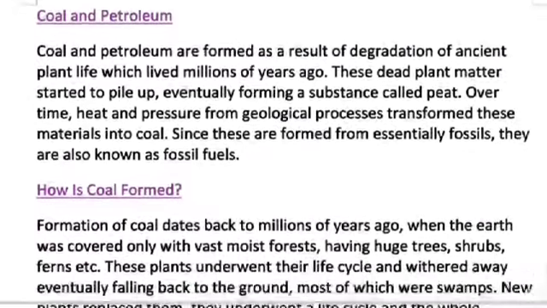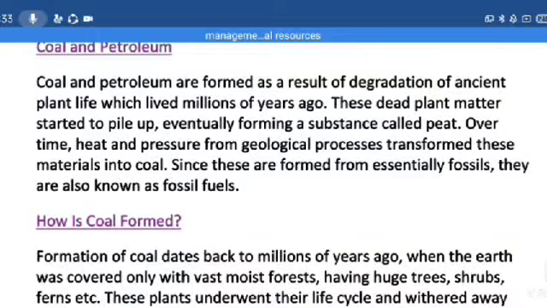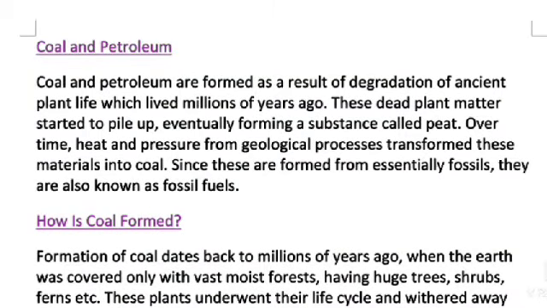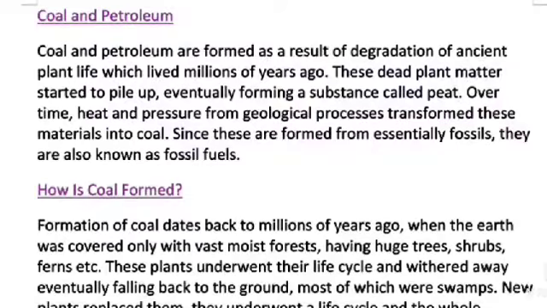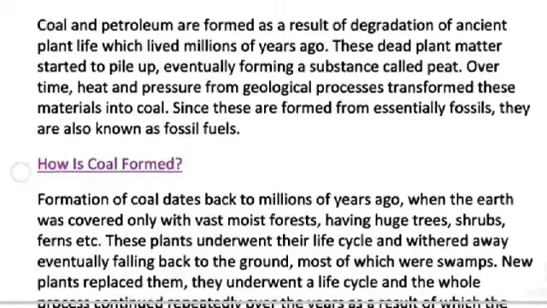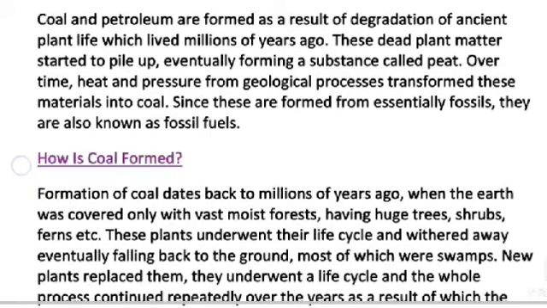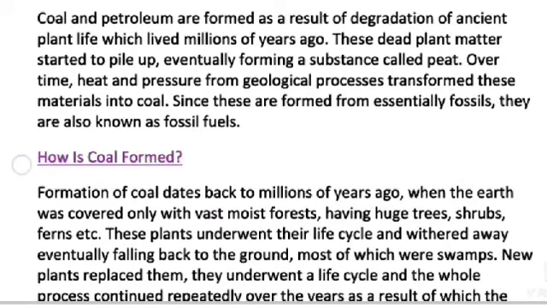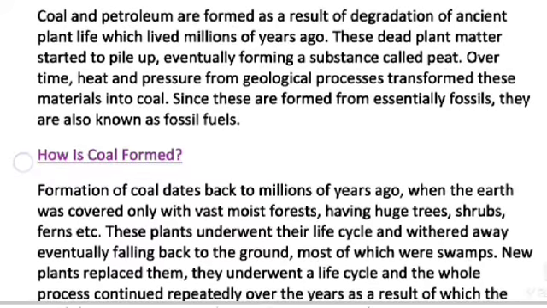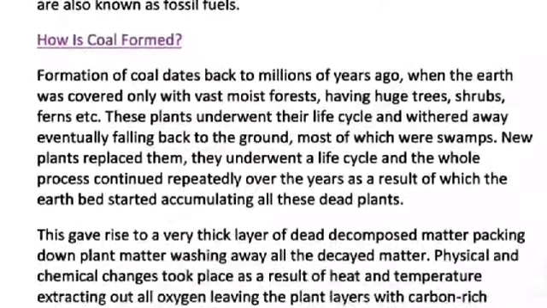Coal and petroleum. Coal and petroleum are formed as a result of the degradation of ancient plant life which lived millions of years ago. These dead plant materials started to pile up, eventually forming a substance called peat. Over time, heat and pressure from geological processes transformed this material into coal. Since these are formed essentially from fossils, they are also known as fossil fuels.